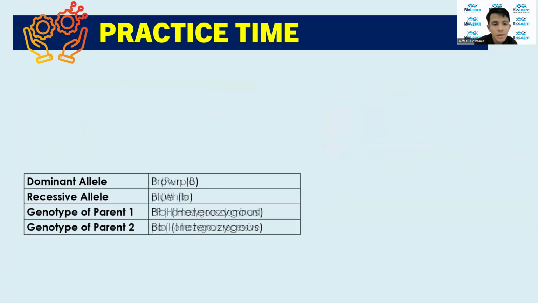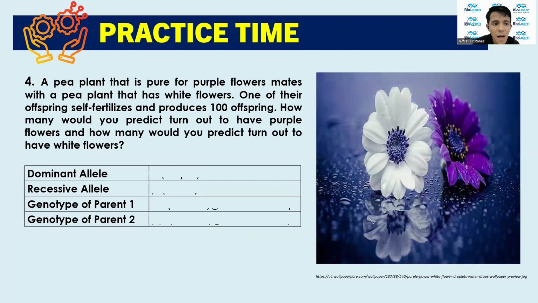Okay? Number 4, a pea plant that is pure for purple flowers mates with a pea plant that has white flowers. One of their offspring self-fertilizes and produces 100 offspring. How many would you predict turn out to have purple flowers and how many would you predict turn out to have white flowers? Okay, so let's start first with the dominant allele. We can say that the dominant allele is capital T or purple and the recessive allele must be white. And then what's the genotype of parent one?